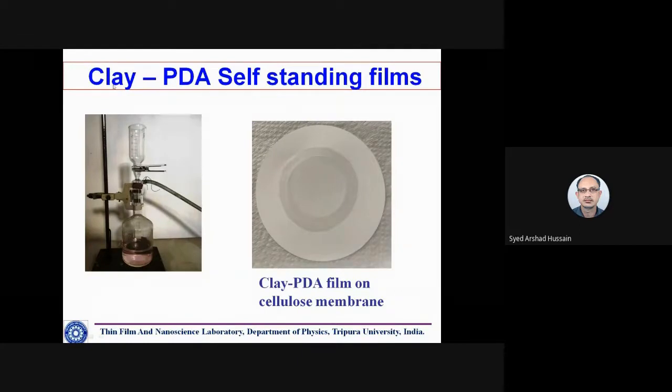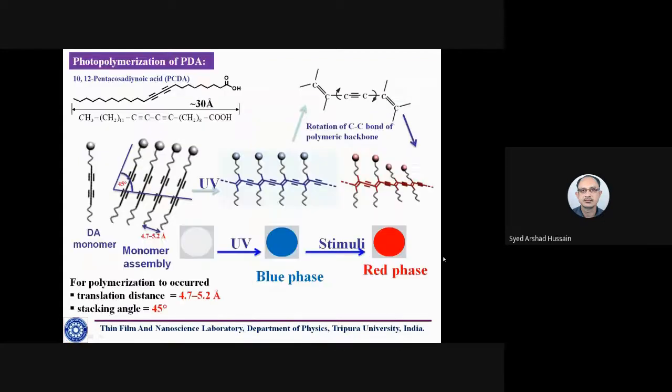Then another example, using a clay PDA, polydiacetylene mixed system. This is a self-standing film, as you see, in a membrane. It's a clay PDA film on a cellulose membrane. This is the PDA, and this is the DA, the diacetylene monomer. Through UV, one can polymerize it.